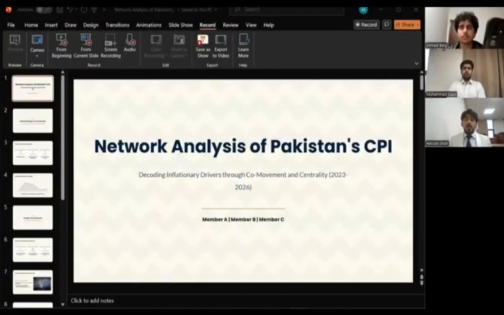Today we are presenting our network analysis of Pakistan's consumer price index from 2023 to 2026. By utilizing graph theory and centrality metrics, we aim to decode the hidden drivers of inflation in the Pakistani economy. I am Hassan Saad and joining me are my colleagues Muhammad Saad and Ahmed Beg.